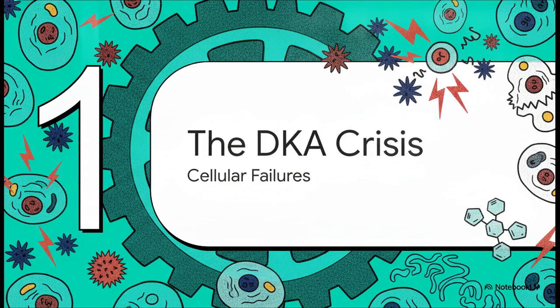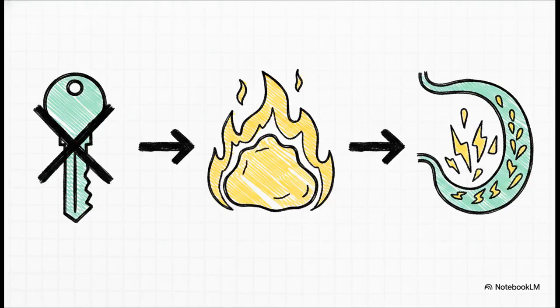All right, let's jump right into Section 1, the DKA crisis and its cellular failures. Because to understand the cure, we really need to grasp the cascade of failures happening at the cellular level. So it all starts right here. The primary trigger is that insulin is completely MIA. It's absent. Without insulin, the body's basically locked out of its normal energy source. It's starving for fuel, so it panics and turns to an alternative, burning fat. Now, burning fat might sound perfectly fine, but in this unregulated, extreme context, it creates a massive byproduct.